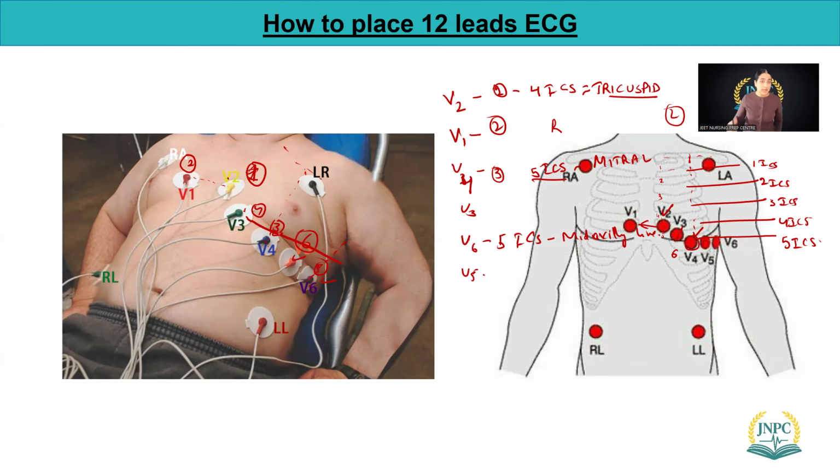So that's how it works. And majority of the time, you don't have to memorize where we need to put them. If you know just V2, V4, and V6 placement, you will get other placements done. Right? Easy?